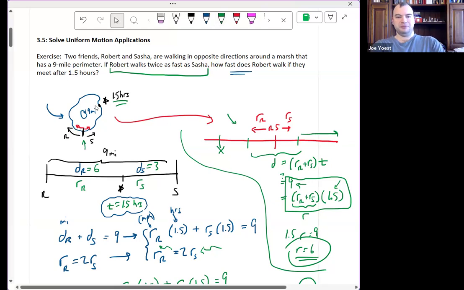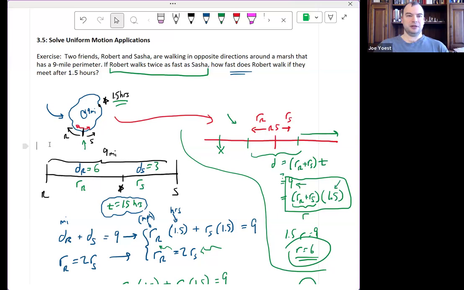So basically we're saying if they meet 1.5 hours later on a 9-mile pond, the combination of their speeds must be 6 miles an hour for them, as a combined between the two of them, to cover 9 miles in 1.5 hours. So the sum of their speeds has to be 6 miles an hour.